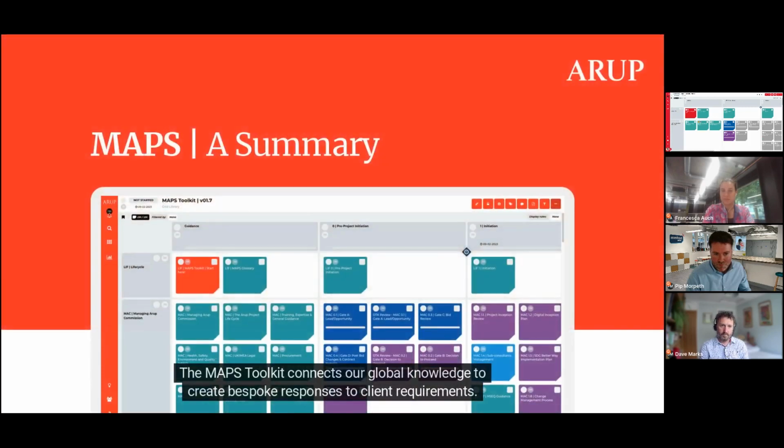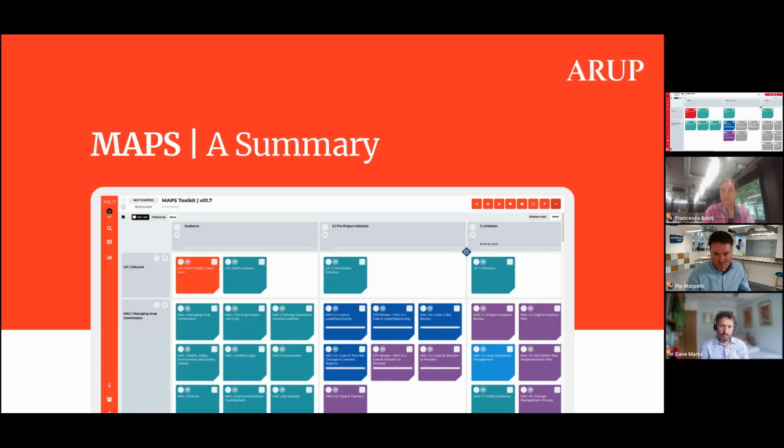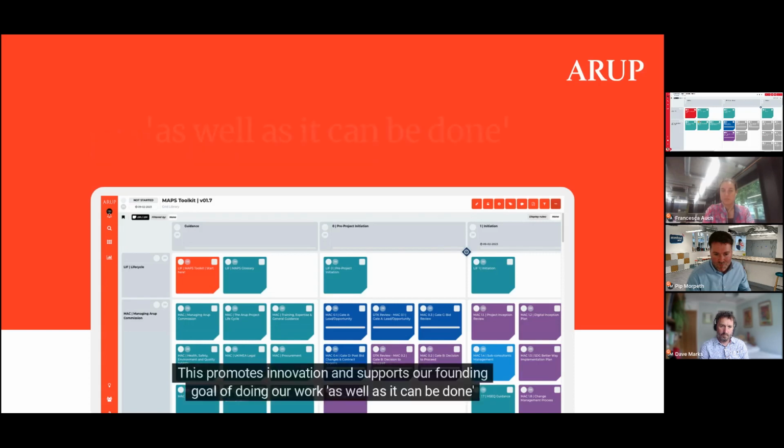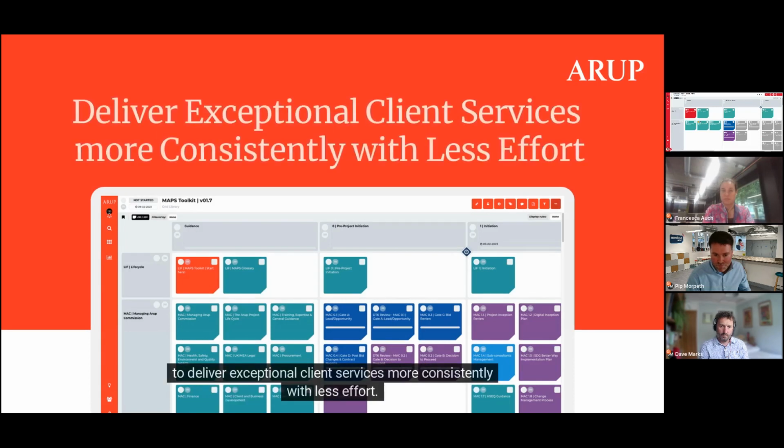The MAPS Toolkit connects our global knowledge to create bespoke responses to client requirements. This promotes innovation and supports our founding goal of doing our work as well as it can be done, to deliver exceptional client services more consistently with less effort.